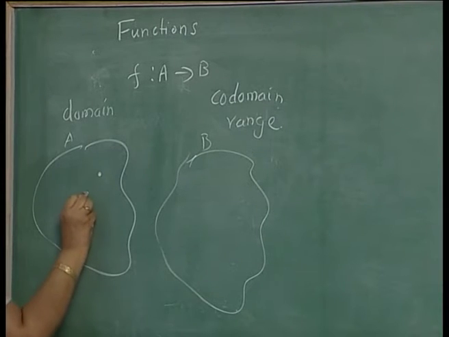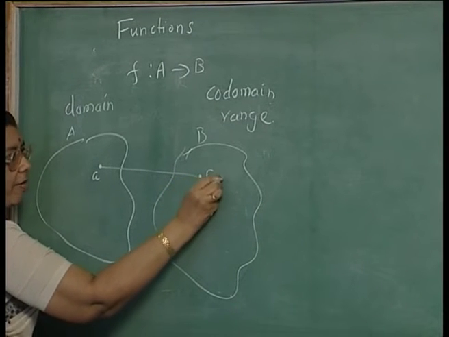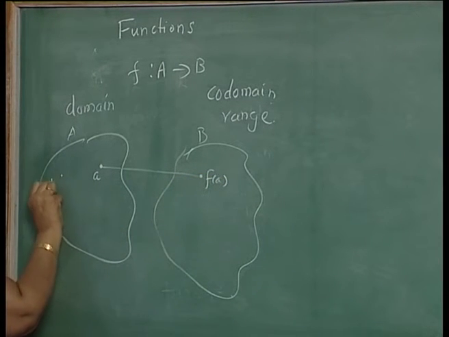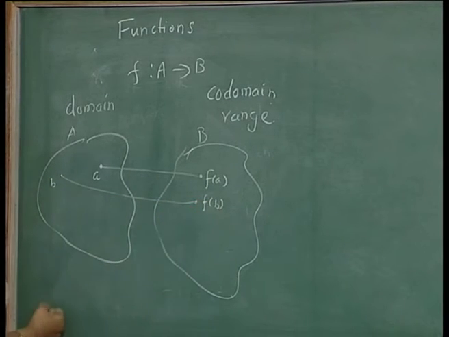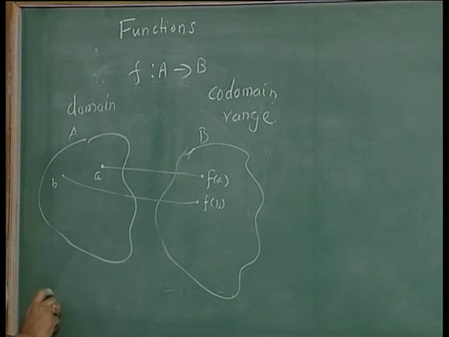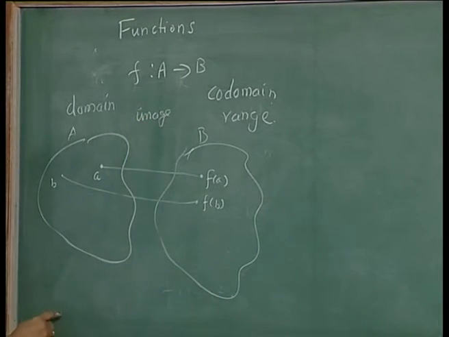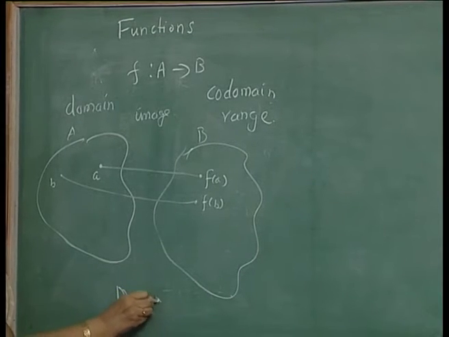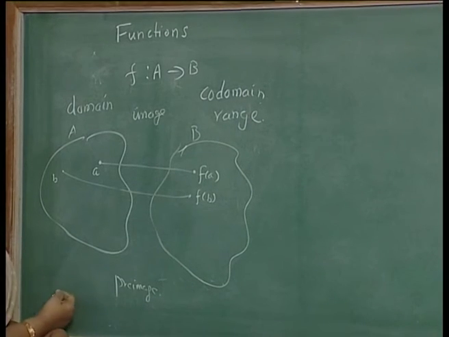Now, take an element a, this will be mapped down to an element f of a. Take another element b, this will be mapped down to an element f of b. f of a is the image of a, f of b is the image of b. You use the word image. a is the pre-image of f of a, you can also use the word pre-image, and so on.